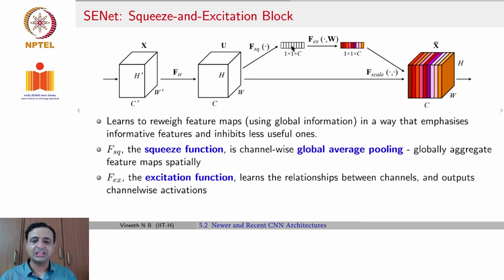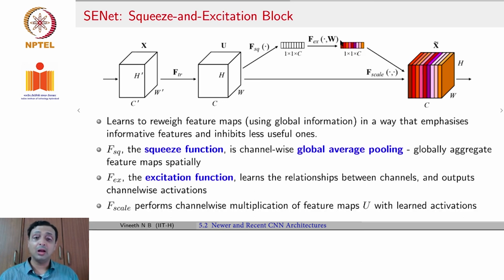We are trying to learn the relationships between the channels and weight each of these channels' outputs accordingly. These learned outputs of the excitation function are then used to multiply each of the channels in U by these values to get the new output x tilde. You can see that x tilde has the same dimensions as U, h cross w cross c, but now the values in each of these channels are scaled by the values that were learned through the excitation function.